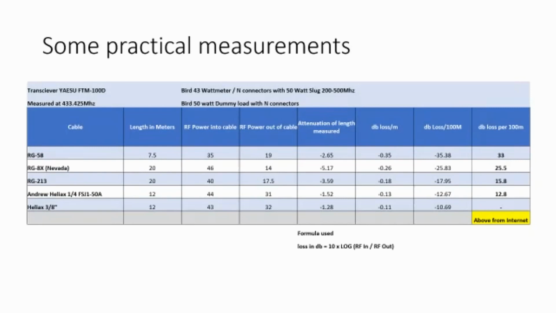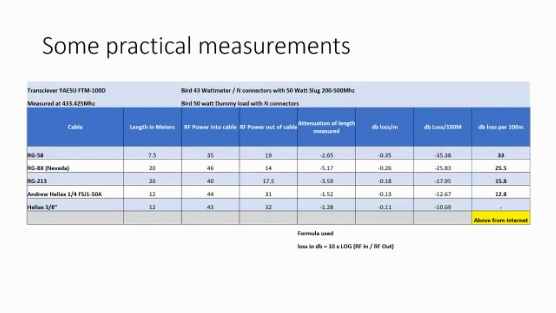If I compare that to the online specifications for 100 meters of RG213 up around 70 cm, they're quoting about 33 dB loss. That's pretty close. That's within 2 dB of specification, bearing in mind that I've got a couple of different connectors and I've had to put adapters in there. You know, that's not bad.